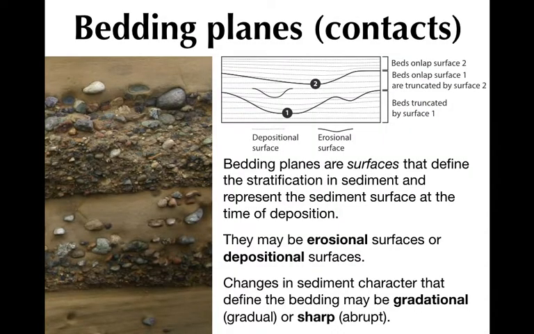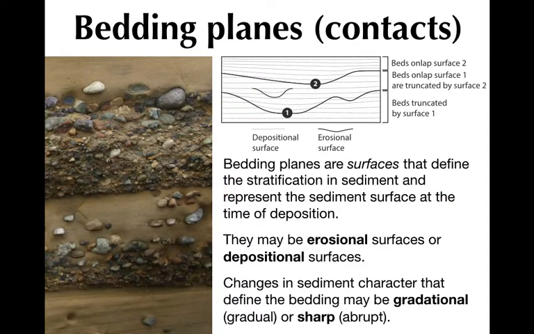Okay, the surfaces that define the boundaries of strata or beds are called bedding planes. Bedding planes can also be called contacts. They're the point of contact or the plane of contact between one bed and another. Bedding planes are surfaces that define the stratification in the sediment and represent the sediment surface at the time of deposition. I just want to reiterate this. They are basically representing the surface of the earth at the time the sediment was being deposited.